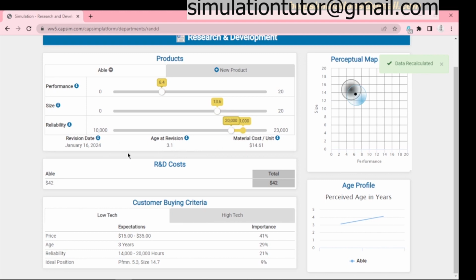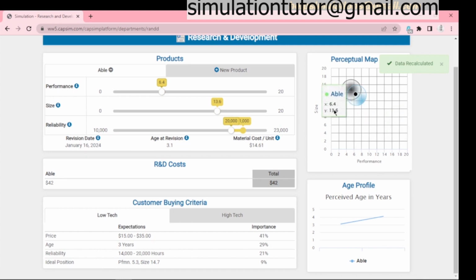So we have only changed the reliability. I think we'll leave it at 21. Let me check the impact of 19. If we switch it to 19, we revise it at 3.2. I think that's a little bit high, so I'll just go with 20, which is the highest reliability. I'll just leave it at 20. So those are the decisions for our first product, the Able product.